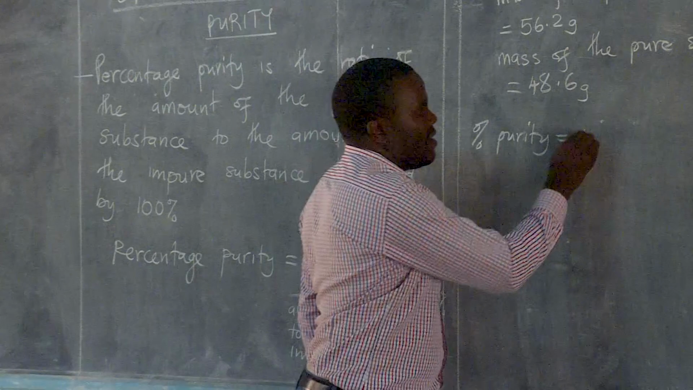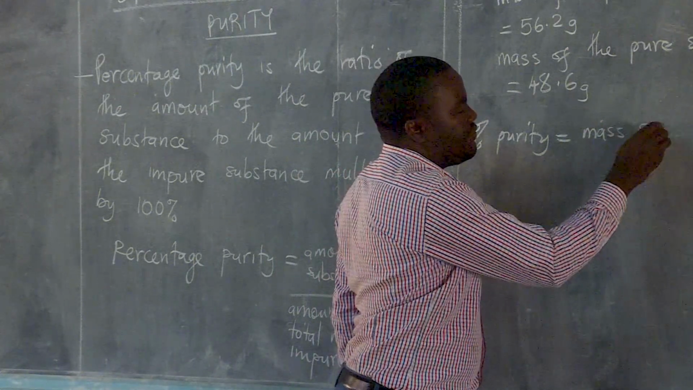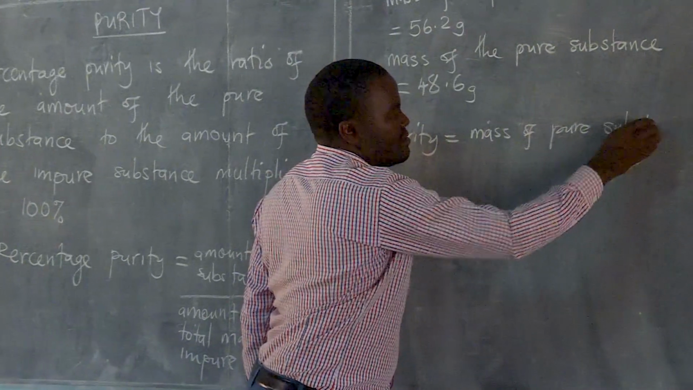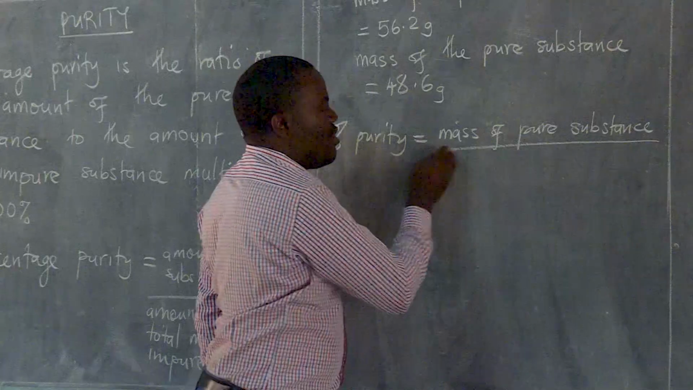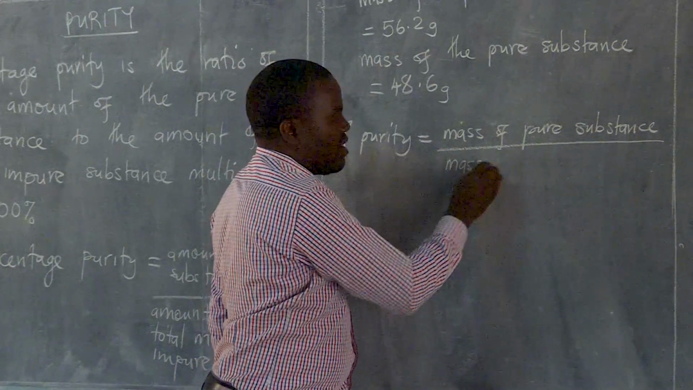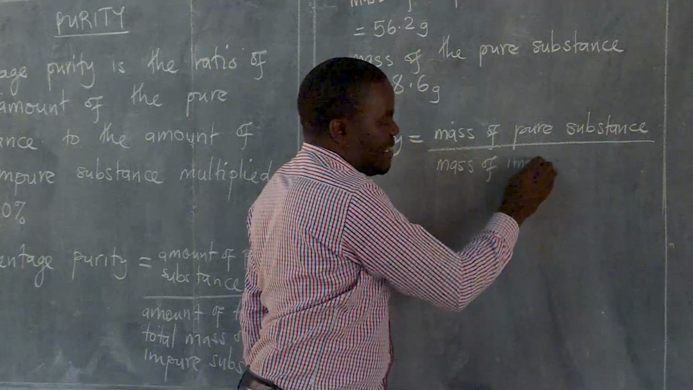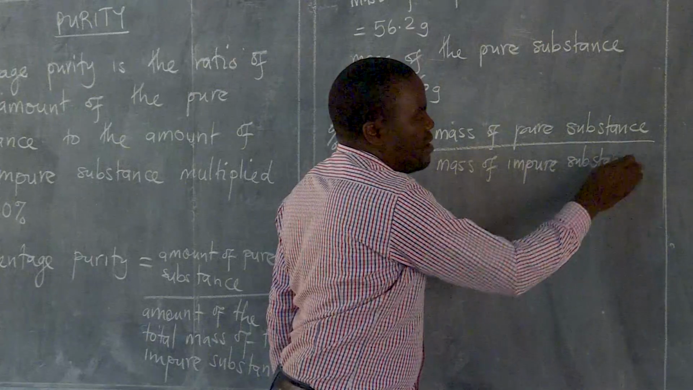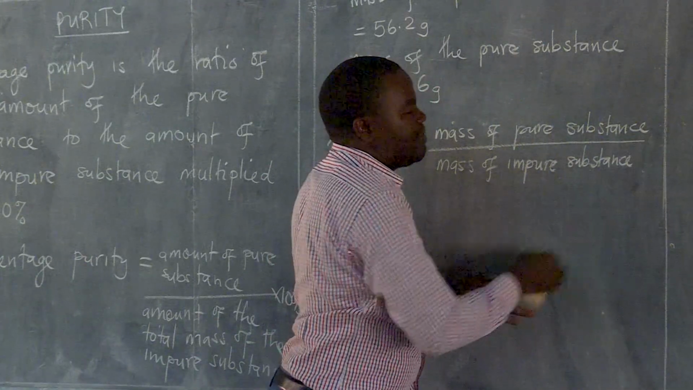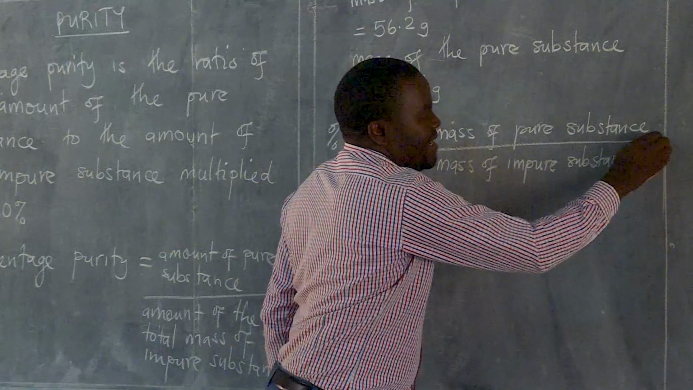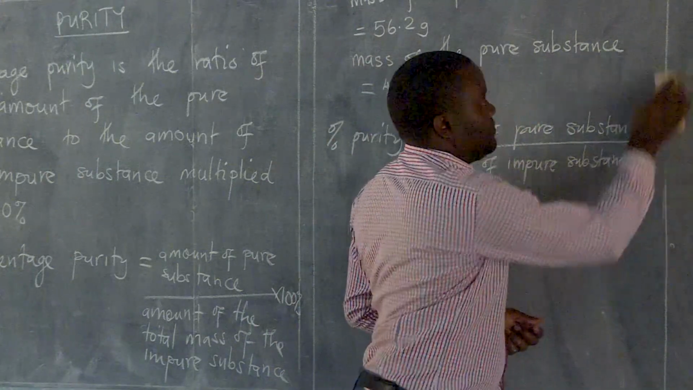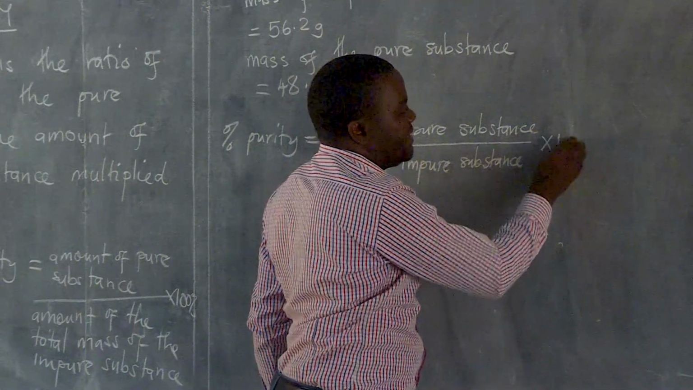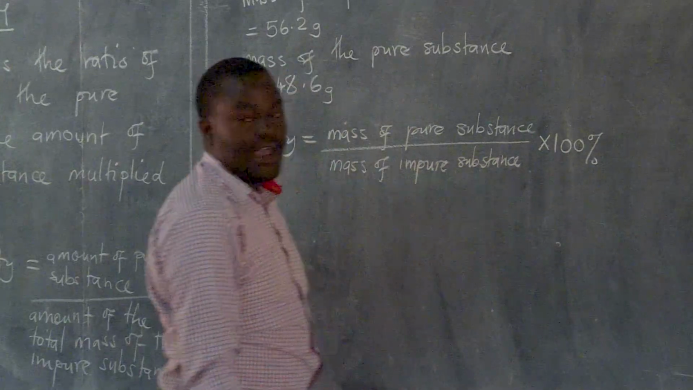is equal to mass of pure substance over mass of impure substance, multiplied. We multiply this by, let me remove this line. We multiply everything here by 100%. Are we together there?